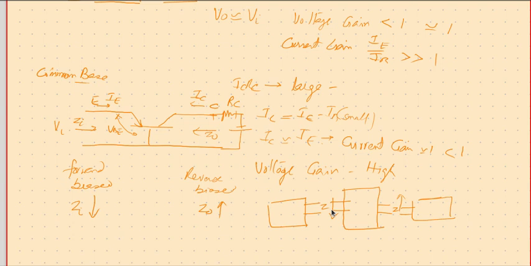You insert this circuit in between so that perfect impedance matching can be achieved and maximum power can be made to transfer from the source to destination. That's one application of this. So these are the three configurations of a transistor used as an amplifier.